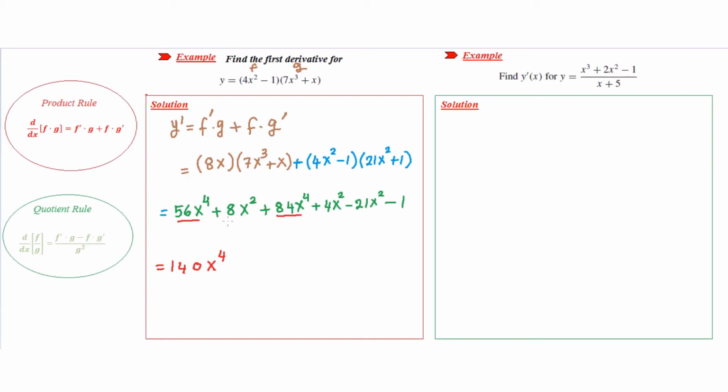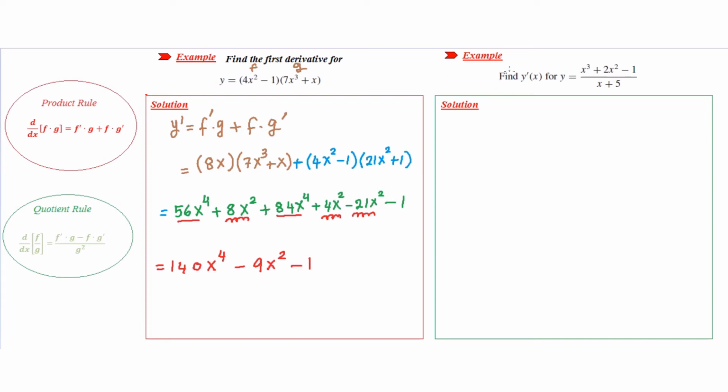We don't have x to the power 3, and we see that 8x squared is similar to 4x squared and negative 21x squared. So 8x squared plus 4x squared is 12x squared. 12x squared minus 21x squared equals negative 9x squared, and we have only the constant negative 1. We don't have any other constant. So this is the final answer, and this is the derivative of this function.